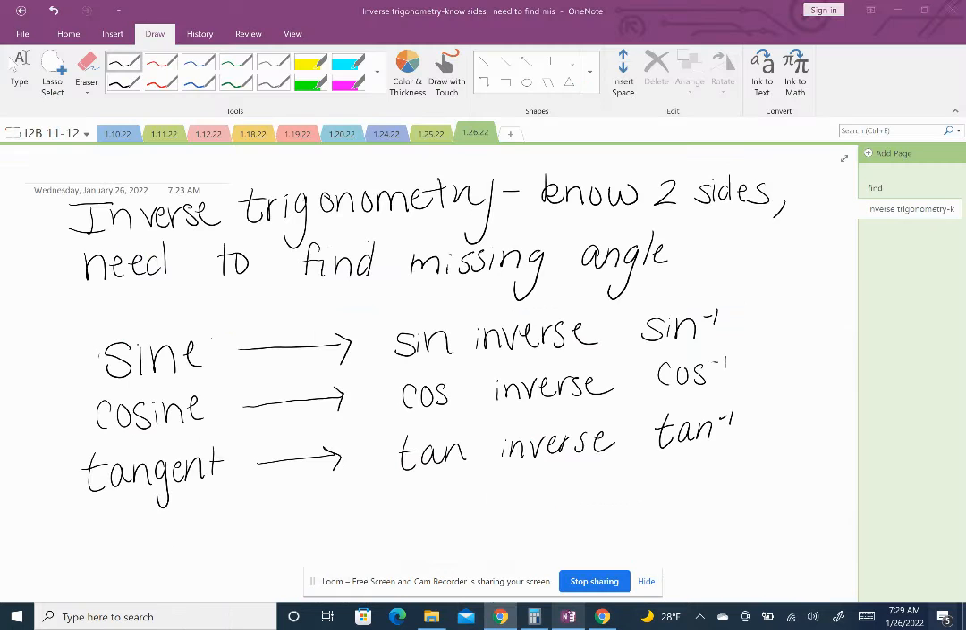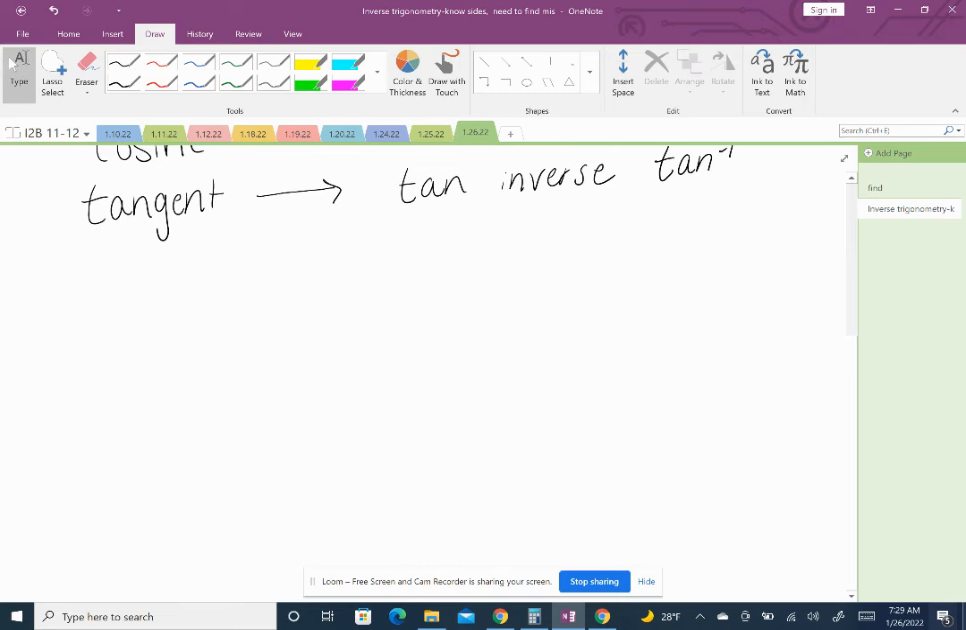Okay, so let's look at an example problem. Let's say I have this triangle right here. I have this angle right here. Don't know the measure, but I know that this side is 40 and I know that this side is 13.